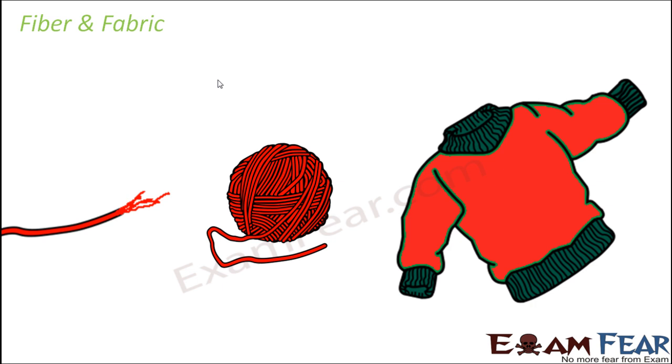Now when we talk about fiber and fabric, what are we basically going to discuss? We are going to discuss how these fibers are assembled together to form a fabric. If we are talking about this woolen sweater, the fabric of the sweater is wool, and how do you make this sweater from this yarn of wool?